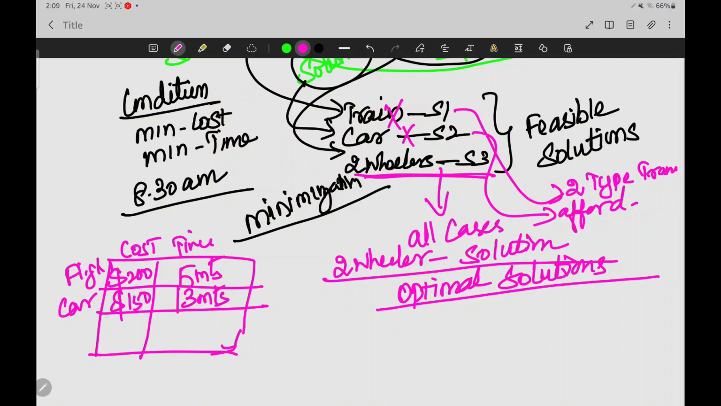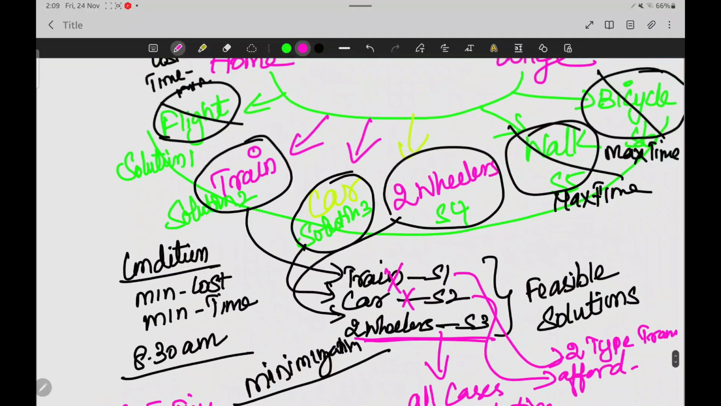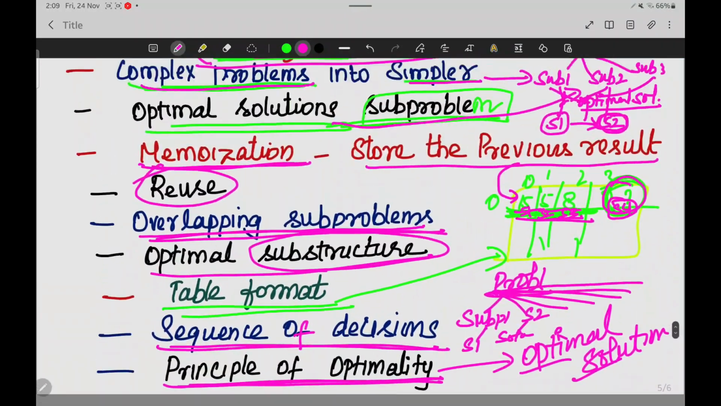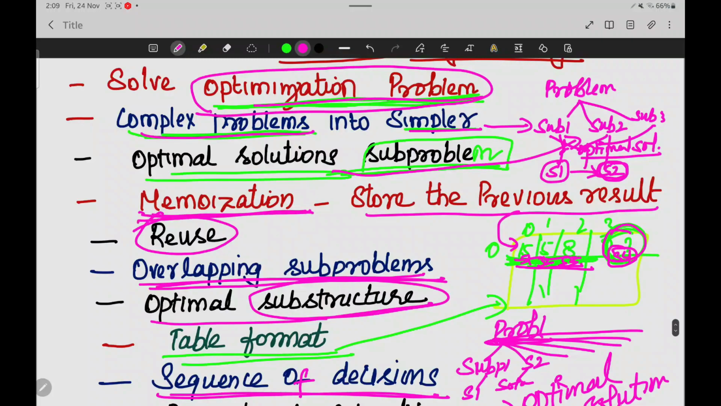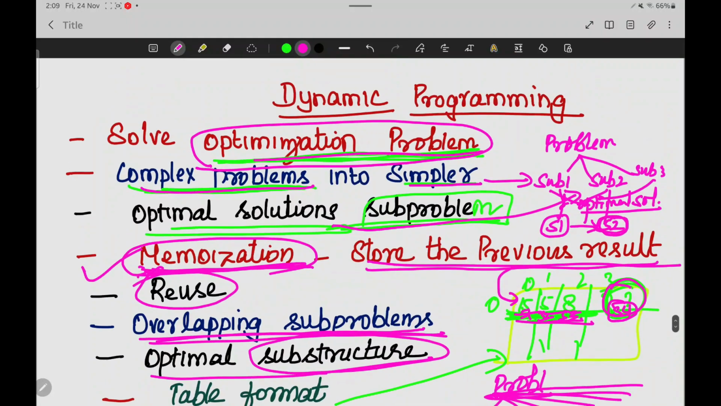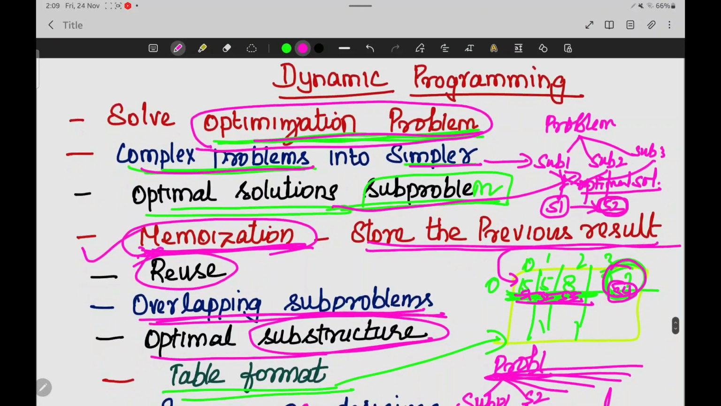So likewise, it is stored in a table format, dynamic programming, and we are able to compare the previous result, or we are able to access the result of the previous one, that is said to be the minimization, which helps us to analyze the previous result also. So store the previous result. That is the main aim of dynamic programming. Okay, so this is the introduction part of dynamic programming. Using dynamic programming, we will see the problems one by one. Thank you.